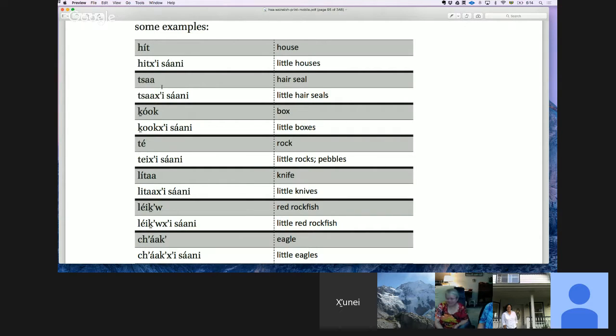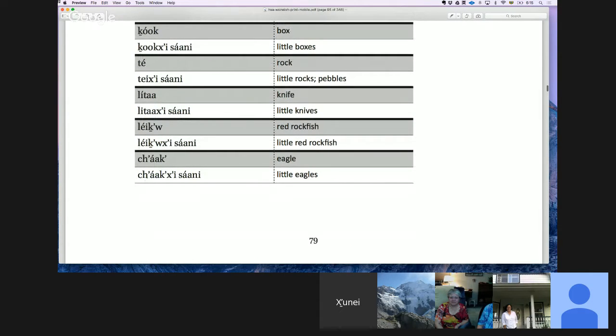Okay, I'm moving through. Sa. Sa. Sa Khisani. Sa Khisani. Kuk. Kuk. Kuk Khisani. Kuk Khisani. Te. Te Khisani. Te Khisani. Shita. Shita. Shita Khisani. Shita Khisani. Shek. Shek. Shek Khisani. Shek Khisani. And these should be low as well. Chak. Chak. Chak Khisani. Chak Khisani. Oh, chak. Chak Khisani. Chak Khisani.